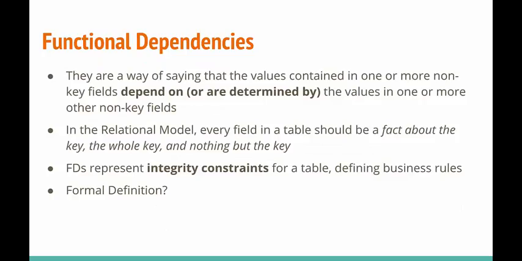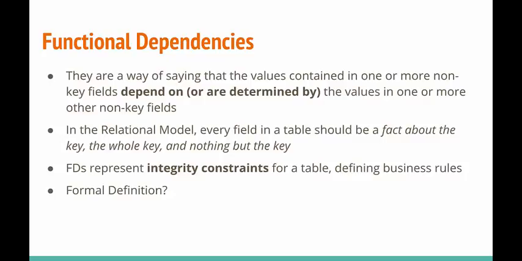Before we do that, let's talk a little bit about what functional dependencies are. This is a concept you will have seen earlier in the semester in your reading, but let's formally define it now. Functional dependencies are a way of saying that the values contained in one or more non-key fields depend on, or conversely, are determined by, the values in one or more other non-key fields. This is a fancy way of saying that everything in a table should be a fact about the key, the whole key, and nothing but the key. Now, normally when we say key, we're talking about the primary key.